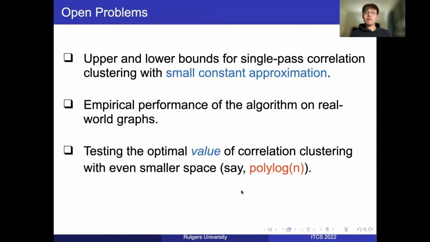So there are some open problems. One is that right now our constant is quite large, 10 to the 5th to 10 to the 6th. So can we get a smaller constant? We believe that our algorithm works much better than the worst-case approximation factor on real-world graphs, so we will leave the empirical study as a future direction. Another interesting problem is to estimate the value for correlation clustering. In particular, if you are only allowed polylog n space, and we are not asked to output the clustering but only the value of the clustering, what can we do?